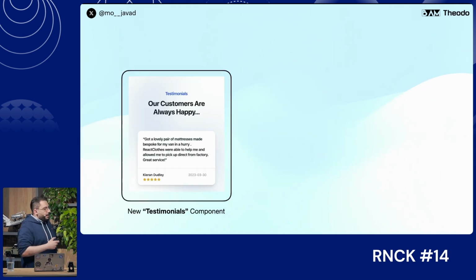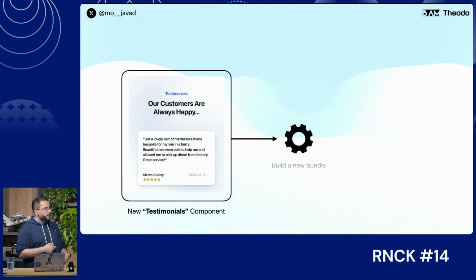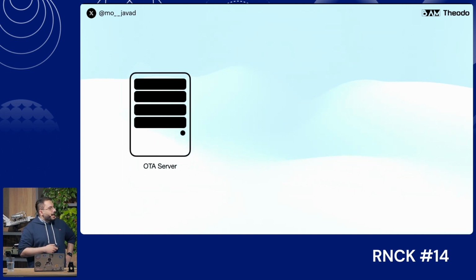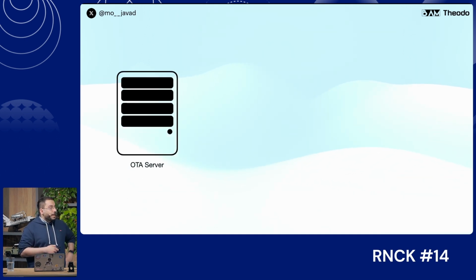Let's say I wanted to add a new testimonials component. I take the code in this, pass it to my lovely bundler, Metro, and then it generates a new bundle, and we push that to an over-the-air update server, probably Expo updates at this point. And so that server will basically push or make available the new bundle for different phones to access.